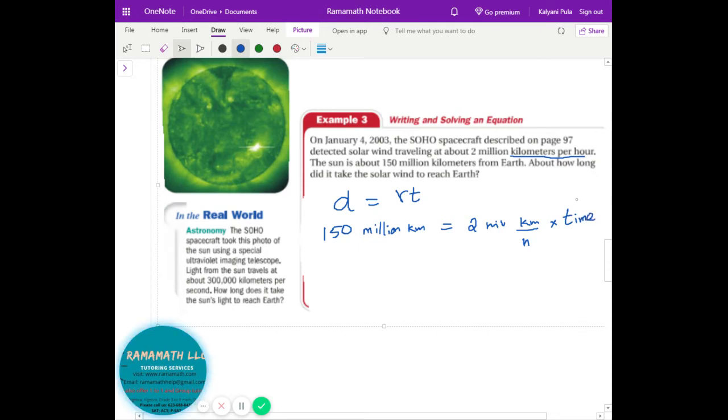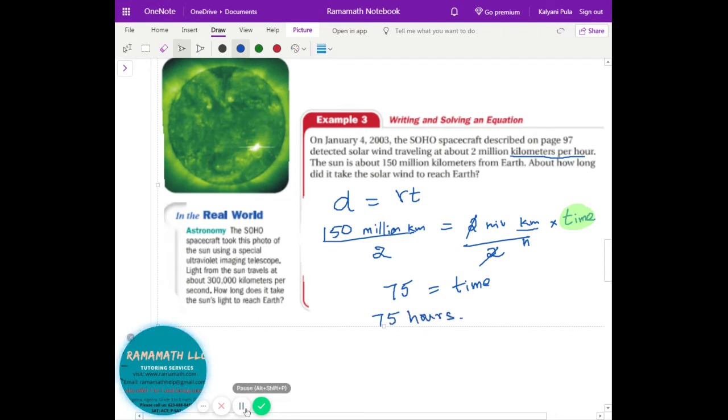Since we are finding the time, that is our variable. So what we can do here is keep the time alone and divide by 2 on both sides. When I divide 150 by 2 on both sides, I get 75. The kilometers cancel out, and you're left with the hours. So that is time. It takes 75 hours to travel to Earth.